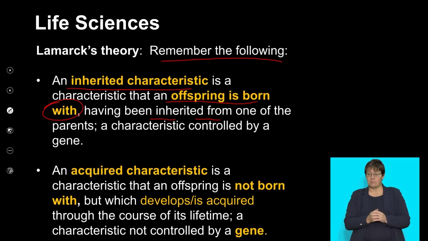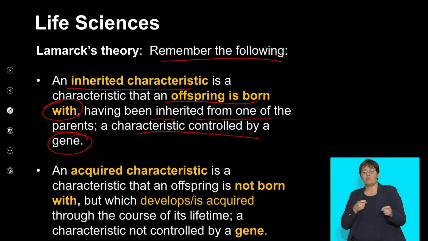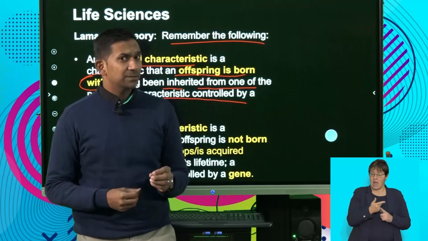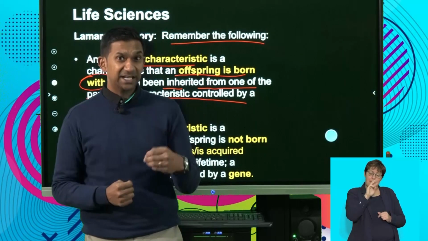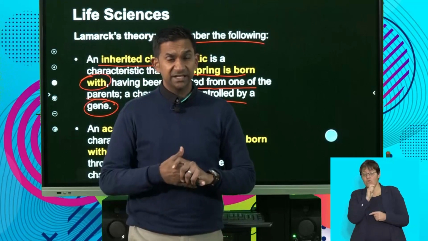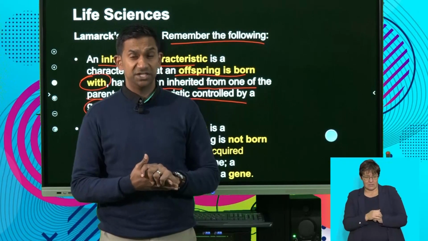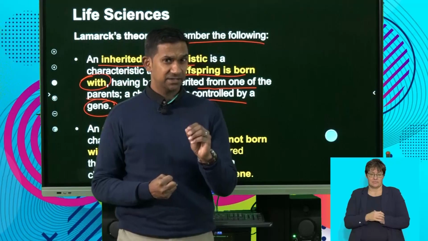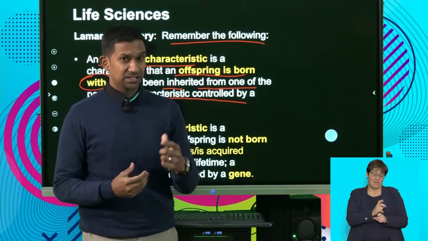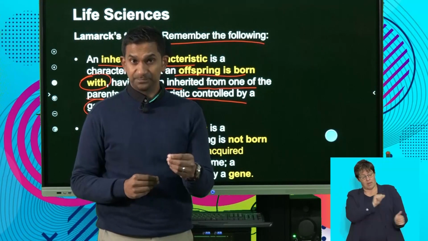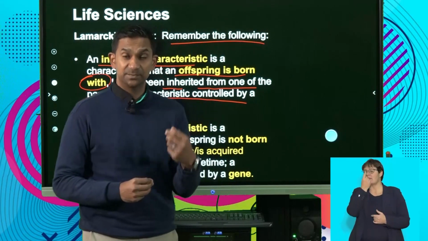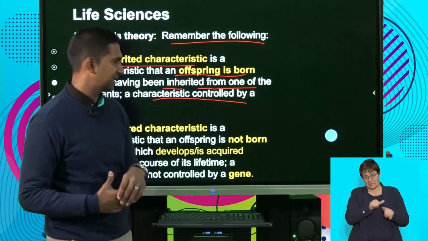Having been inherited from one of the parents, a characteristic is controlled by a factor called a gene. Back in the day, Lamarck and Darwin were not able to coin the term gene. Much later on, when Mendel unpacked the factor that was used to inherit characteristics, was the term gene coined. So it was very difficult back in the day for Lamarck and Darwin to actually use the word gene as a concept of inheritance. Today we understand that, and hence we can explain this concept much more scientifically.